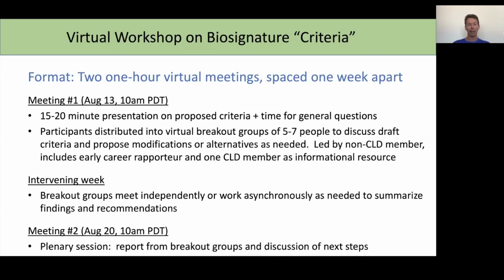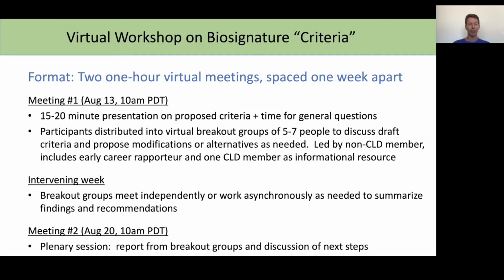And this is a format that we'll try and see how it works, and if it needs to change, we can certainly do that. Initially, we envision them as being 2 one-hour virtual meetings that are spaced a week apart, and they would happen in exactly this time spot of Thursday at 10 Pacific. So the first meeting, which would be on August 13th, a couple of weeks from now, we envision as a 15 to 20-minute presentation on the proposed criteria, so the things we've worked independently to develop in draft form, some questions surrounding those criteria, and then time for general questions from the audience.